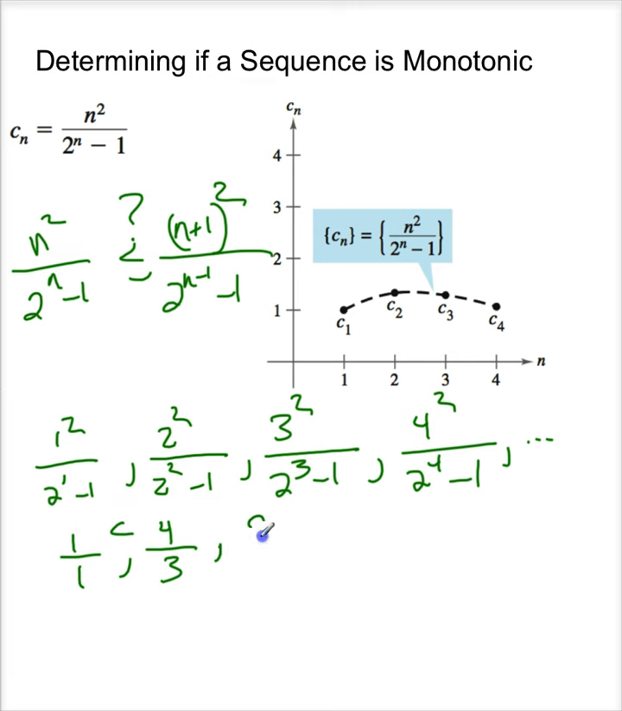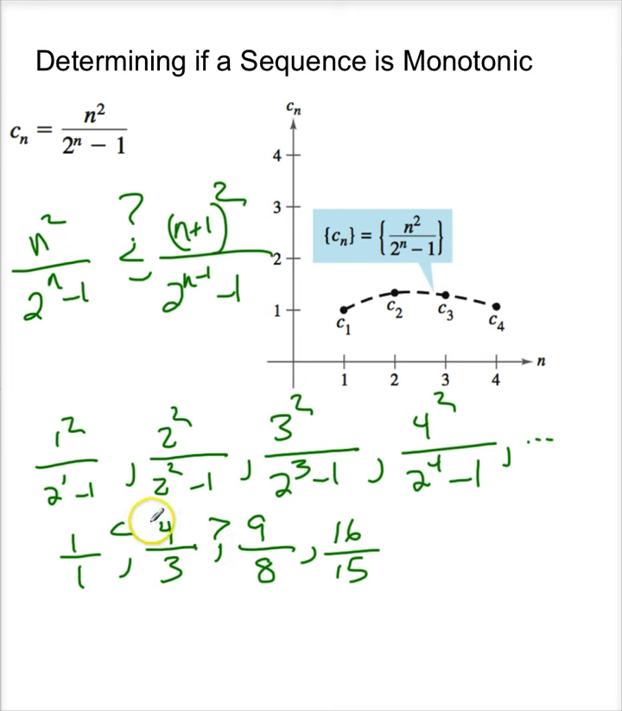3 squared, so this is 9, divided by 8. Okay, 16. Well, yeah, this is no longer in any way true, because this is greater than 1, these are less than 1. So this is not monotonic.